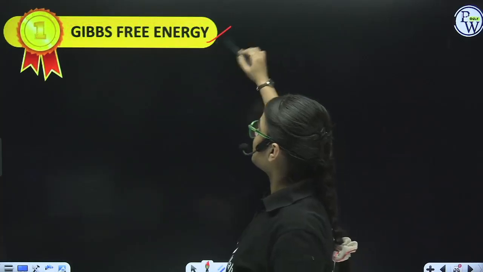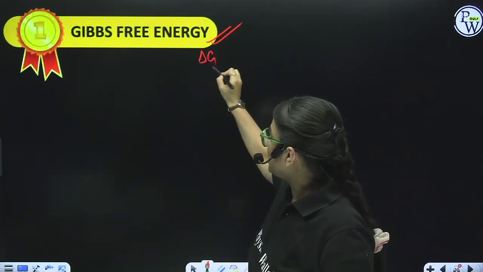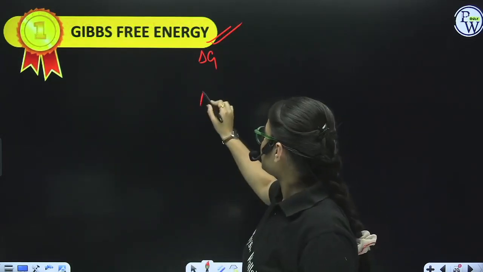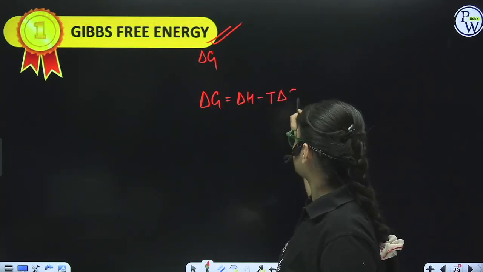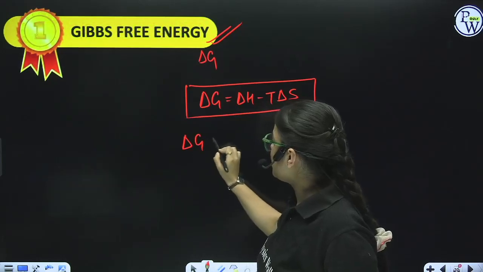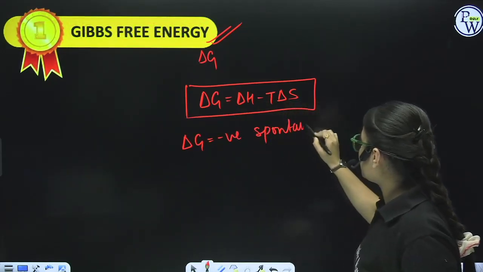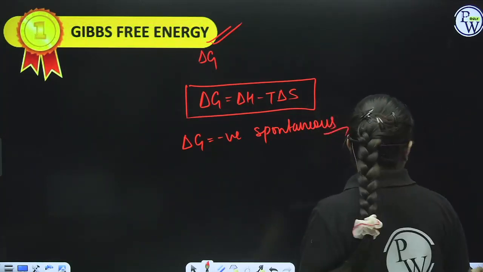Why did I tell you about spontaneous reactions? Because we have to understand a term that is Gibbs free energy. Gibbs free energy is basically G, and we can always calculate delta G, that is the change in Gibbs free energy. Delta G is equivalent to delta H minus T delta S. So this is one formula for the Gibbs free energy, and always remember, for a spontaneous reaction delta G will always be negative. For a spontaneous reaction delta G comes out to be a negative term. Clear everyone?